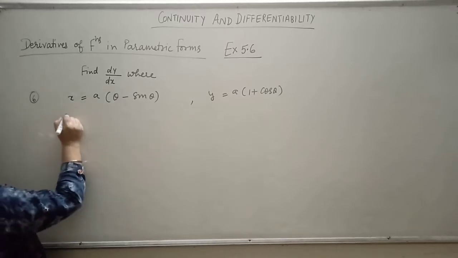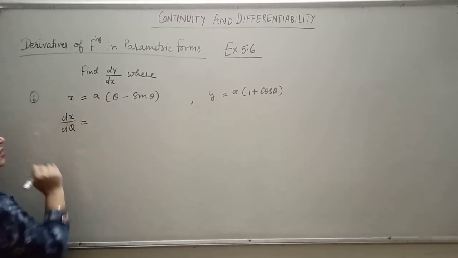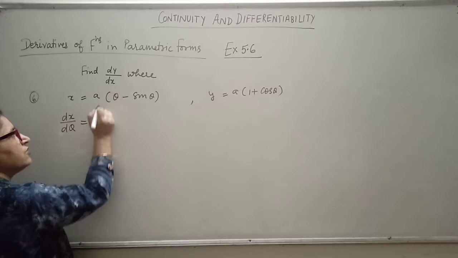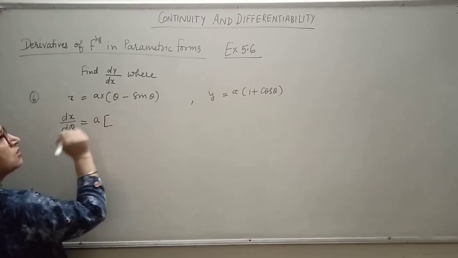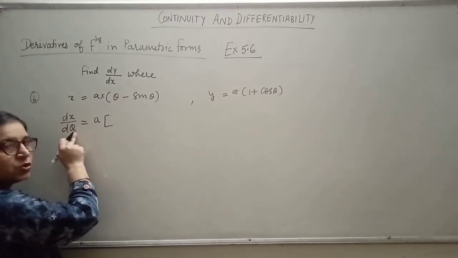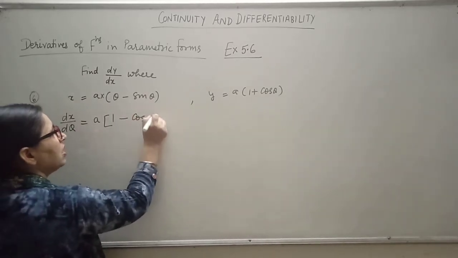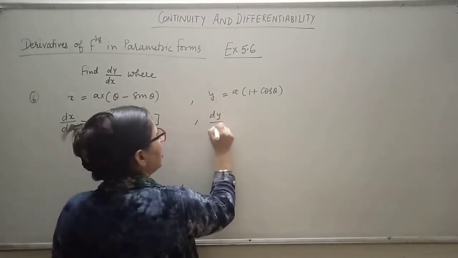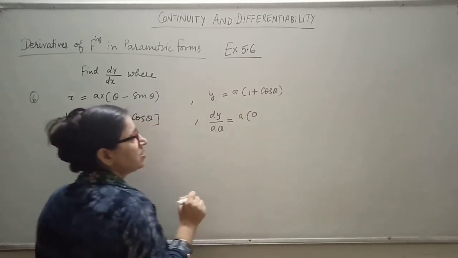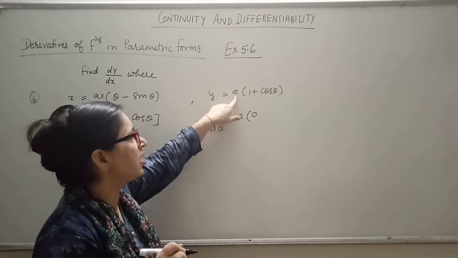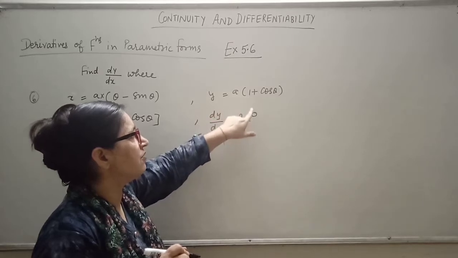In this question, first of all we will find dx by d theta, since x is given in terms of theta. Now a is a constant multiplying this, so a will remain as it is. The derivative of theta with respect to theta is 1, and the derivative of minus sin theta is minus cos theta. Let it be as it is. Now dy by d theta: a is the constant, let it be as it is, and 1 is a constant, so its derivative will be 0. You might be wondering why I have not taken the derivative of a as 0, why I have written it as it is, and why I have taken the derivative of 1 as 0.